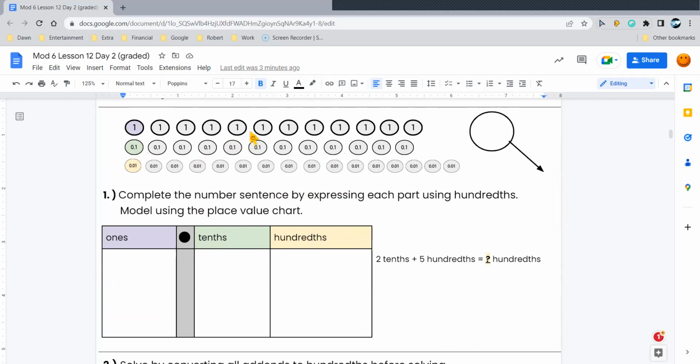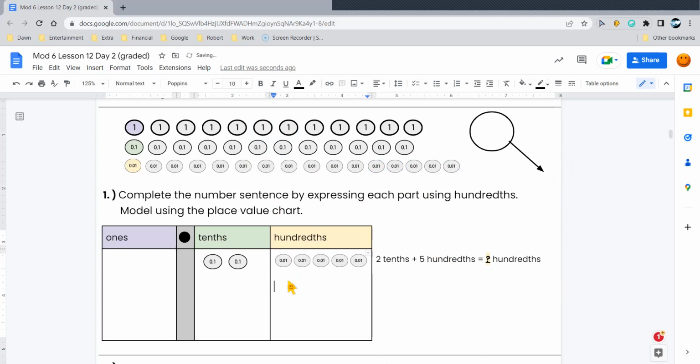So I'm going to come right over here. I'm going to highlight 2 tenths. Oh, those are ones, you guys. Let me highlight 2 tenths. There we go. I'm going to Control C it, come right down here to tenths and Control V. And then I'm going to come right over here and highlight these 5 hundredths because it says 5 hundredths. Going to Control C it, and then right here, Control V it.